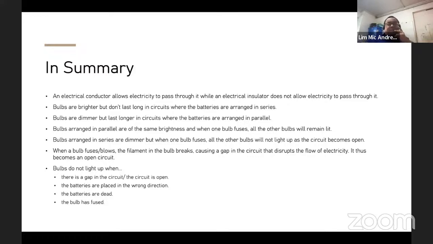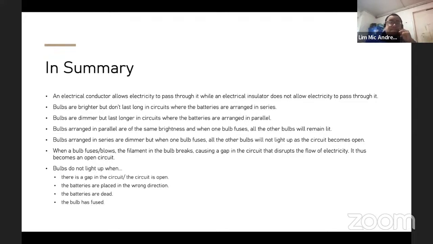Bulbs are brighter but do not last long in a circuit where batteries are arranged in series. Bulbs are dimmer but last long in a circuit when they are arranged in parallel. So in all housing, we always use parallel circuit.